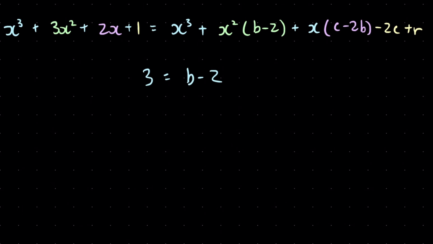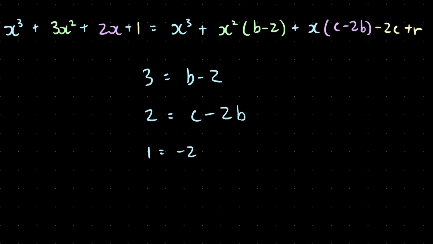And then we want to equate the coefficients of x with each other. So we have 2 in the first equation, and we have c minus 2b in the second equation. So we write 2 is equal to c minus 2b. And then finally, we want to equate the constants together. 1, and we have minus 2c plus r.